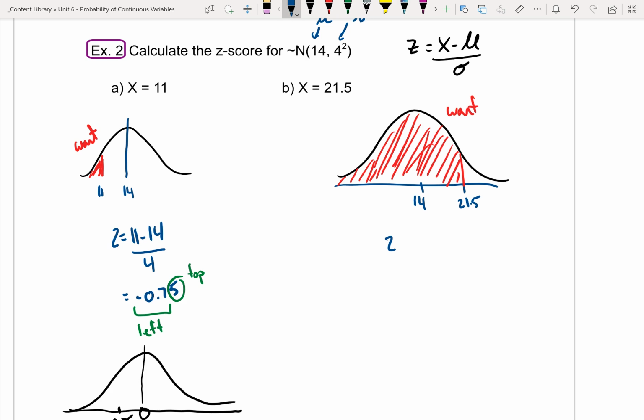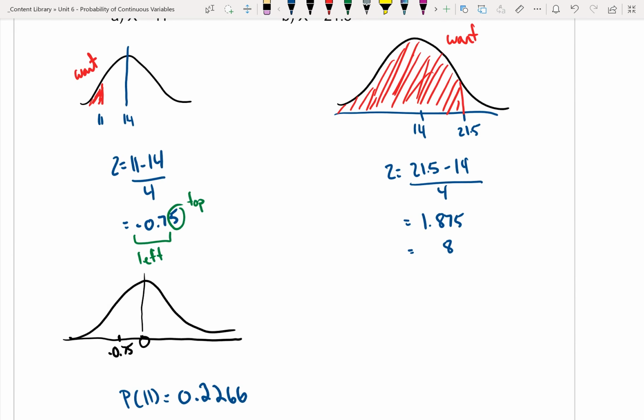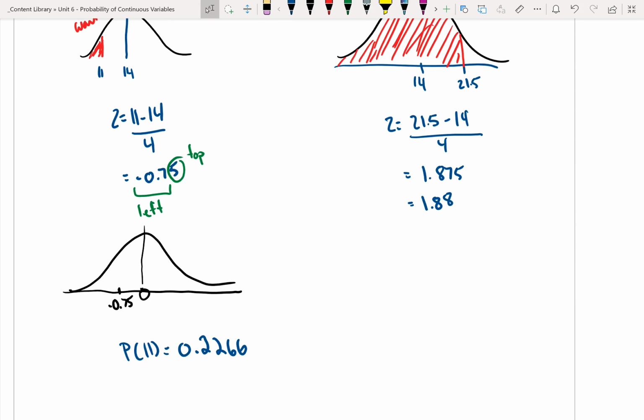I'm going to use my z-score formula again. So 21.5 minus 14, all divided by 4, which gives me a value of 1.875. But based on the chart, I'm going to round it to two decimal places. So 1.88 is my z-score. So that means that the data value of 21.5 is 1.88 standard deviations above the mean. I can use these numbers to go to my chart.